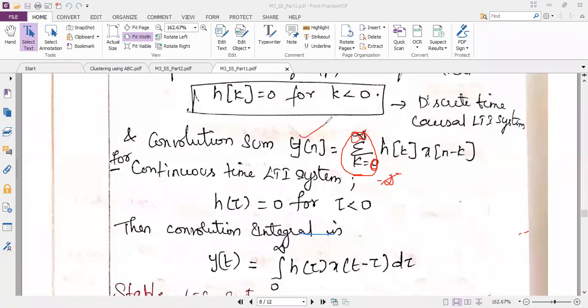So the formula is now convolution sum, summation k equal to 0 to infinity, h of k x of n minus k. In the exam, sometimes they may give you a hint in the question paper. If they say the given system is a causal system, find the convolution sum, you should not start with minus infinity to infinity. I hope you understood. You should start with 0 to infinity if they mention the system is causal and ask you to find the convolution.